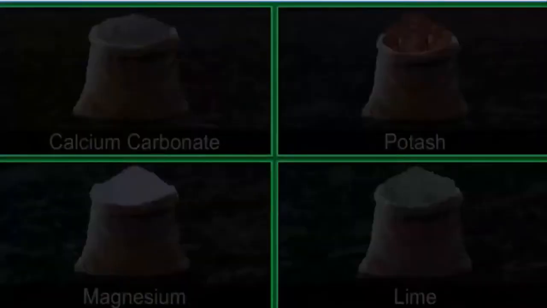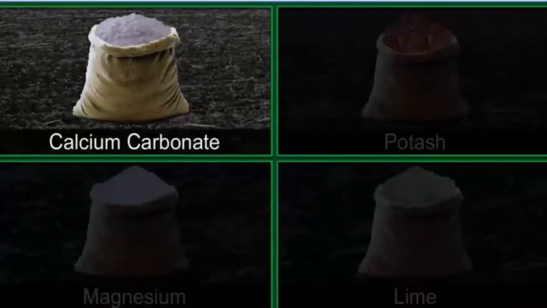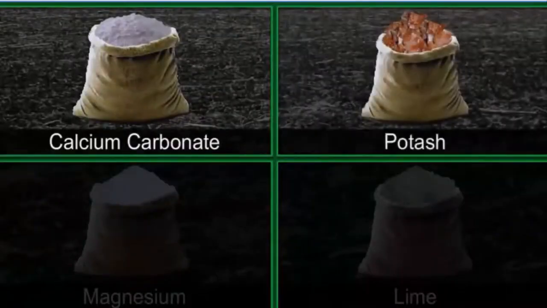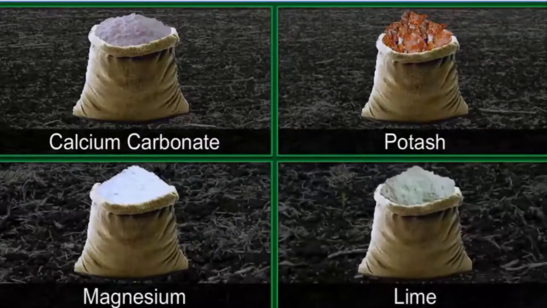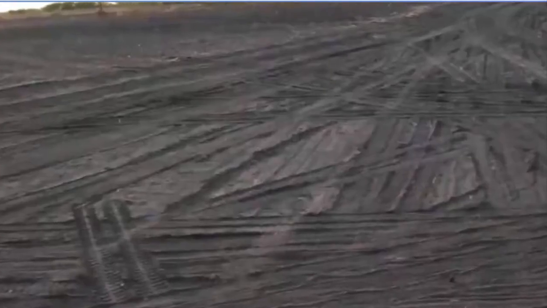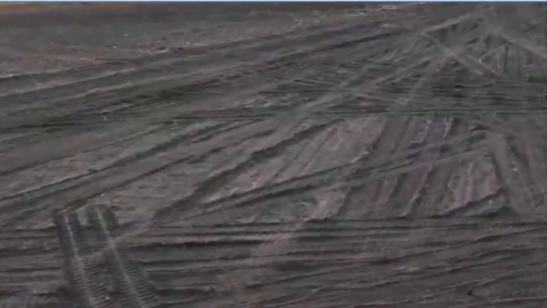Black soil is rich in calcium carbonate, potash, magnesium and lime. It also has good water retention properties due to the fine clayey particles. However, it is poor in phosphorus, which is a very important nutrient in soil.